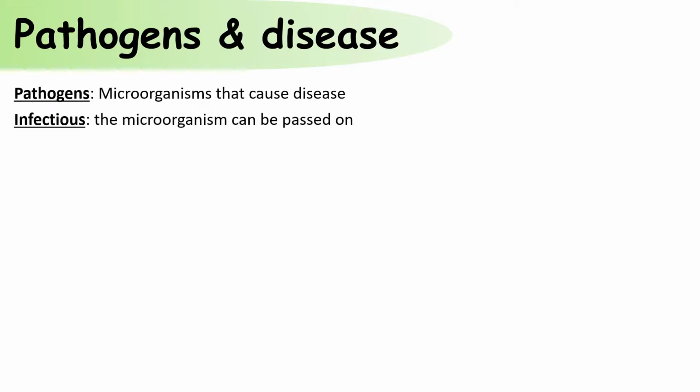The second area that we need to consider are pathogens and disease. A pathogen is a disease-causing microorganism. Not all microorganisms are pathogens. Pathogens are infectious, meaning that they can be passed from one person or one living organism to another. There are 3 main categories that pathogens can fit into.